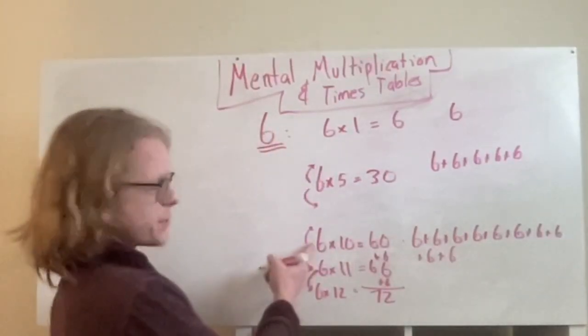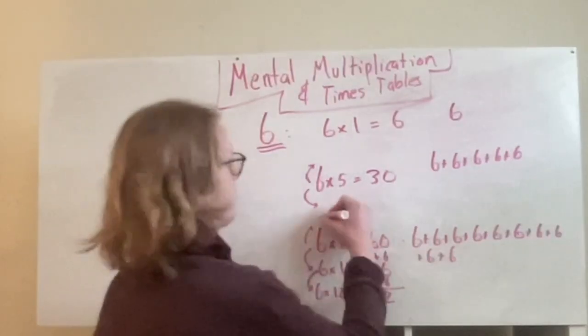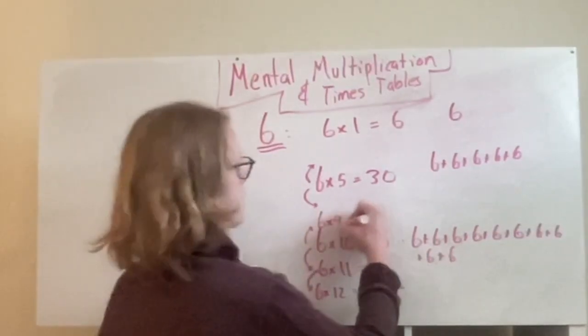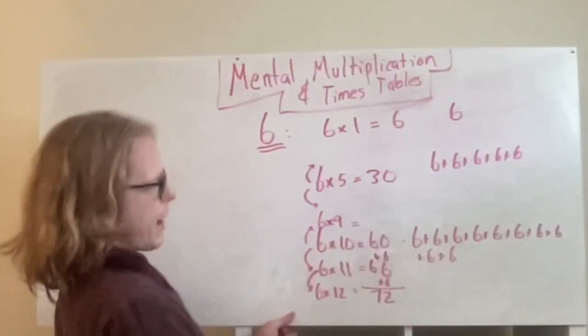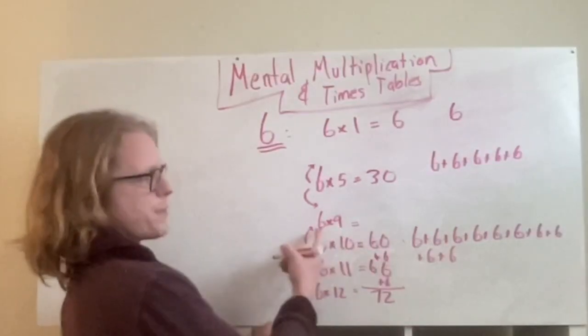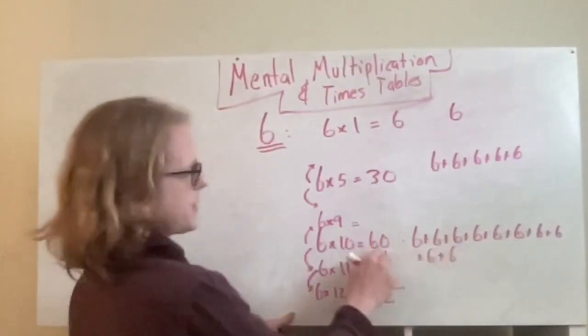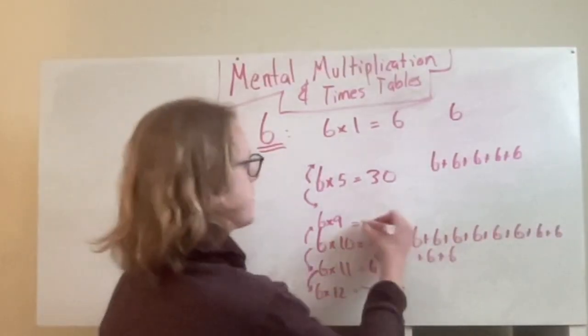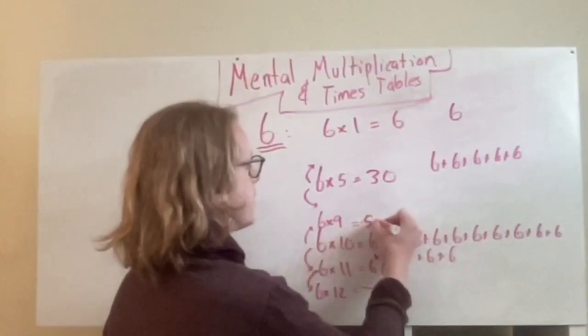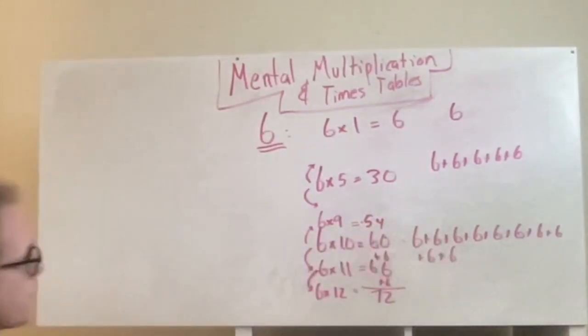But I could also, from 6 times 10, use that to help me figure out 6 times 9, right? Well, why? This is 9 groups of 6. This is 10 groups of 6, so if I just take away a 6, 60 minus 6 is 54, okay?